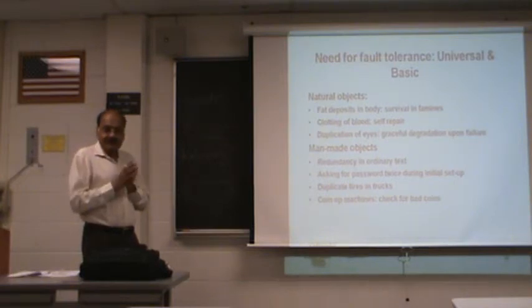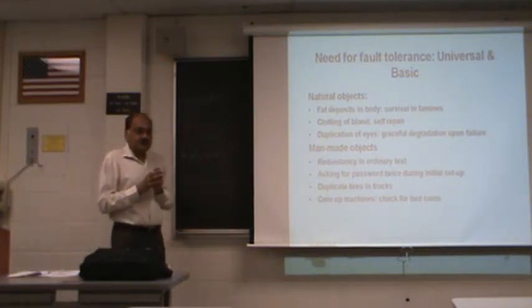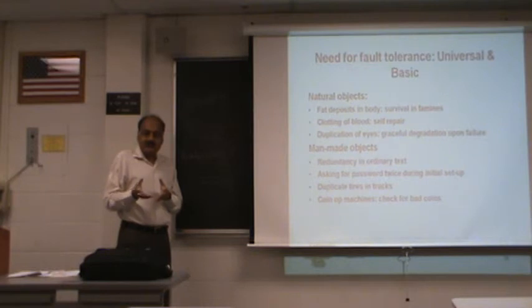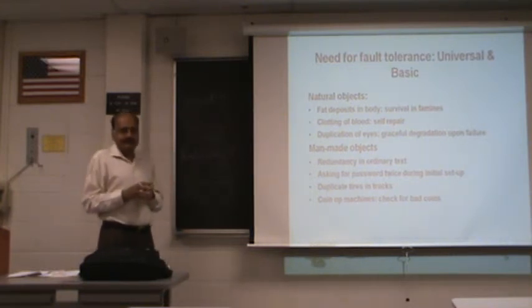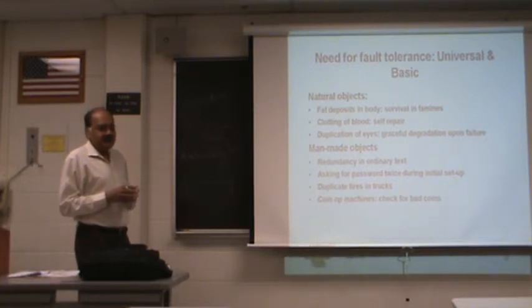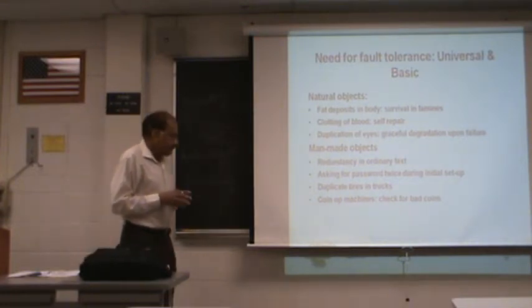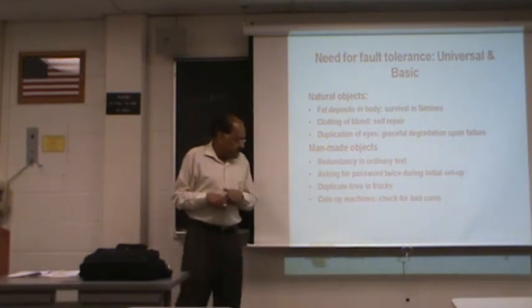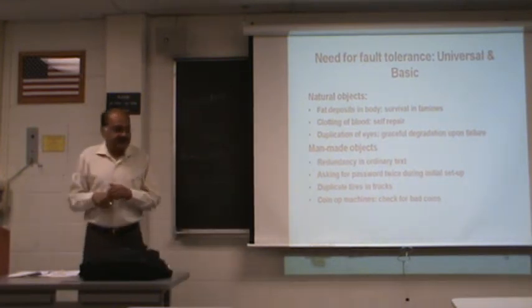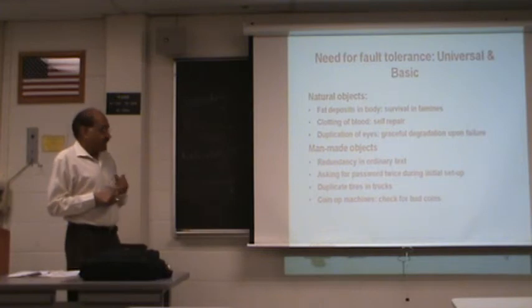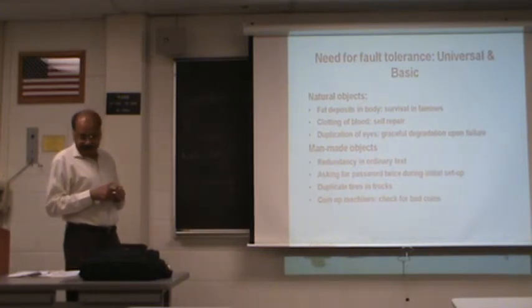In trucks, they have duplicate tires. On cars, our tires are single tires, but trucks are much heavier, and a truck failing on the road would be a disaster. So the trucks have duplicate tires. Coin-operated machines check for bad coins. That is again an example of fault tolerance.